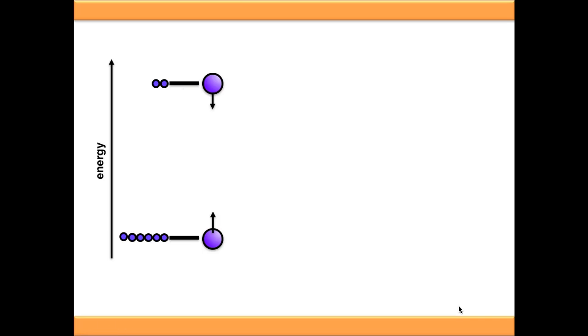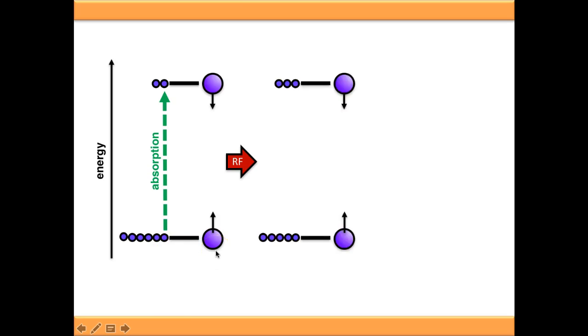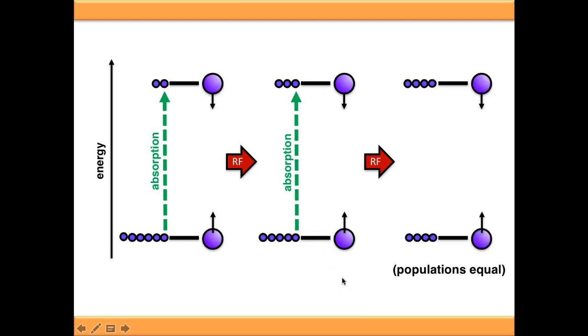So if we take our NMR sample and we pulse radio frequency radiation at it, that energy from the radio frequency radiation can be absorbed, and that can promote one of our nuclei from the low energy spin state to the high energy spin state. That gives us a new population of nuclei over here, and we can continue to pulse RF radiation at our sample and keep promoting nuclei from the low energy spin state to the high energy spin state, as long as there is an excess of nuclei in the low energy spin state.